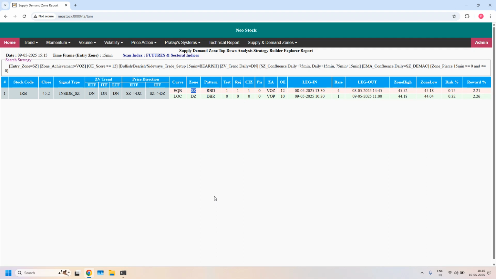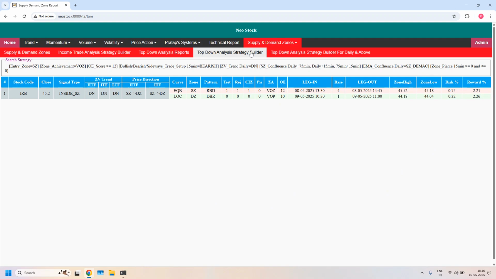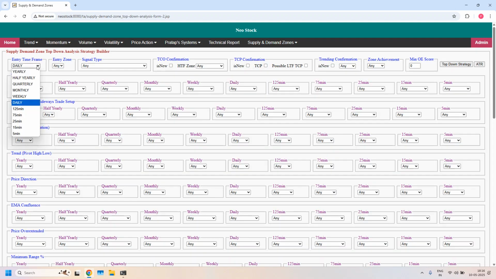Okay, so this is about the bearish trade setup for daily income trade. Next, we will look into hourly income trade reports. For hourly income trade, the entry time frame is 5 minutes. The entry zone is a demand zone.